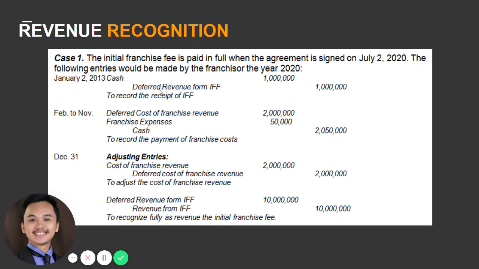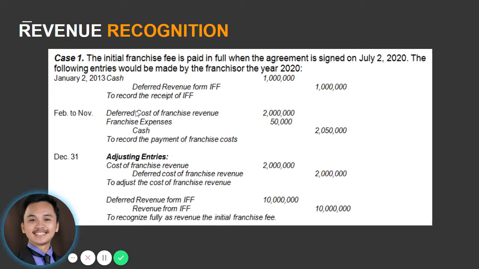If you have noticed, the initial franchise fee that we received for 10 million was actually deferred first. Okay, we deferred the revenue. Why did we defer the revenue? Because again, we haven't started yet, no? The franchisor, McDo Incorporated, has not done anything yet. So meaning there is no substantial performance yet. So that means we defer the initial franchise fee of 10 million.